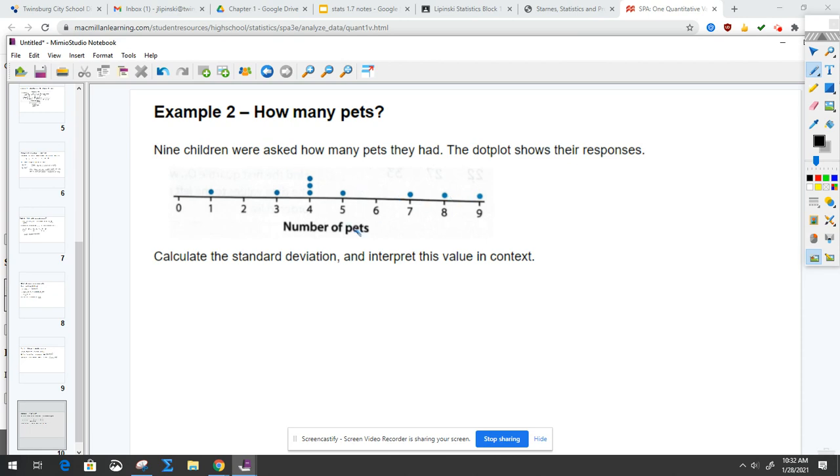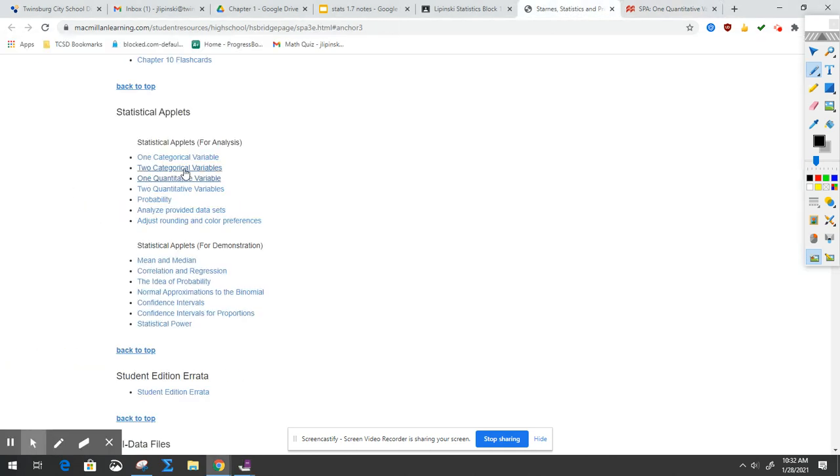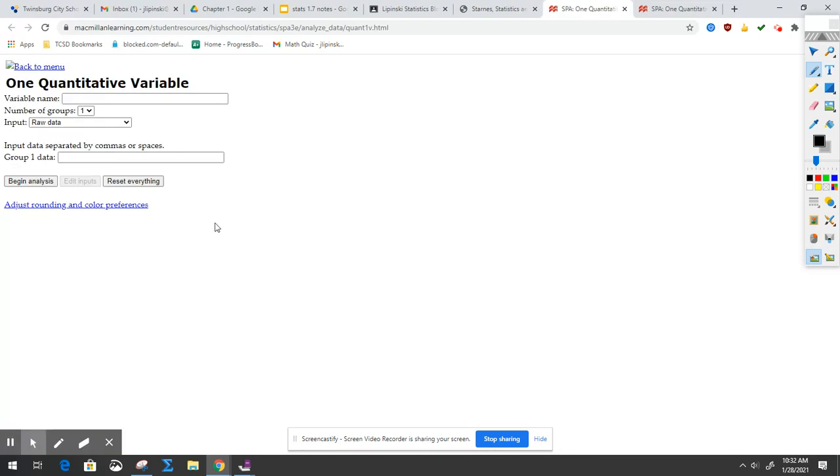Again, you could find the mean, and then plug this into the formula and do all of that work, which would be a little bit time consuming, or we can go to the stats applet and enter the data there. So this is one quantitative variable. If I needed to, I could enter the variable name if we wanted to look at the stat plot, but I don't really care so much about that.